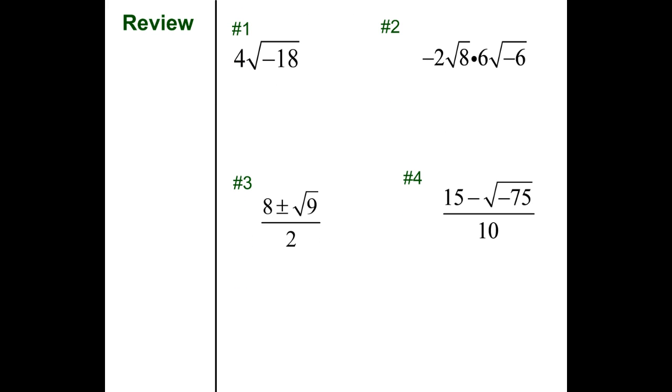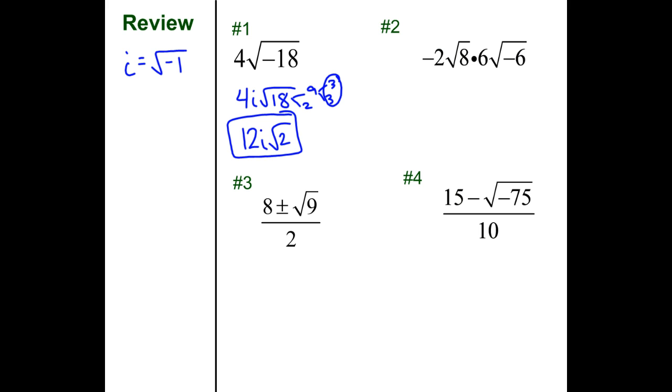When we have a negative number inside of the square root, remember we need to pull out an i, because i equals the square root of -1. So this really becomes 4 times i times the square root of 18. Now we simplify 18: 2, 9, 3, 3, pull out a 3, so really it becomes 12i times the square root of 2. There's our solution. Go over to this next side.